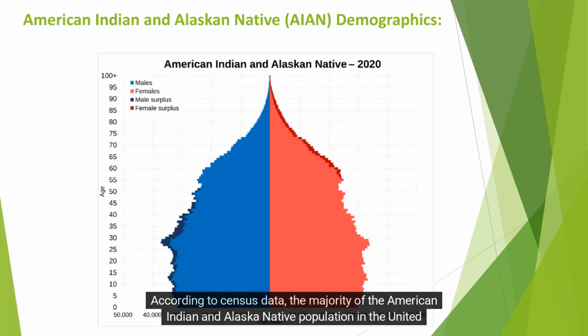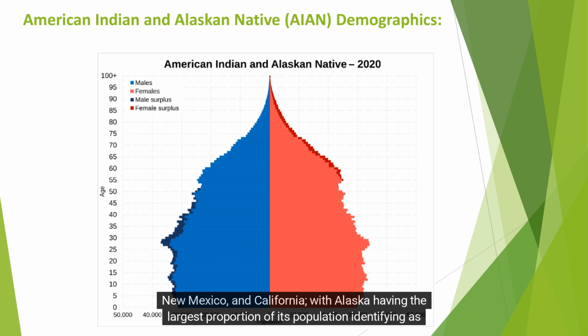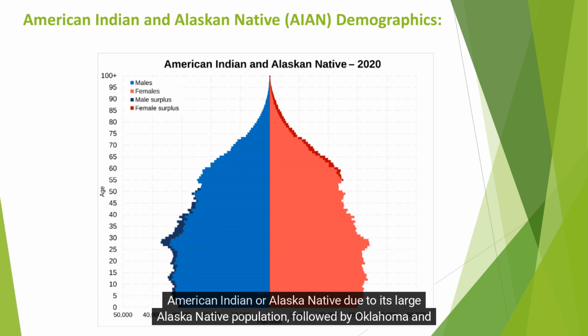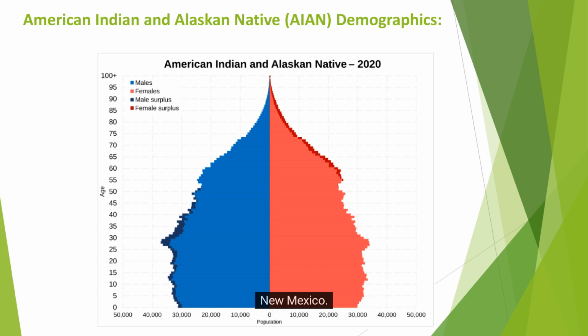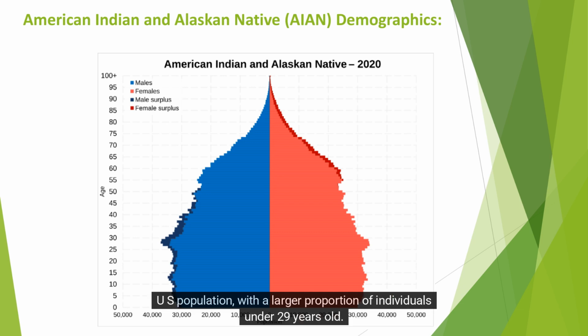According to census data, the majority of the American Indian and Alaska Native population in the United States resides in the western states, with the highest concentrations found in Alaska, Oklahoma, Arizona, New Mexico, and California, with Alaska having the largest proportion of its population identifying as American Indian or Alaska Native due to its large Alaska Native population, followed by Oklahoma and New Mexico. Population pyramids for this demographic group show a younger age distribution compared to the overall U.S. population, with a larger proportion of individuals under 29 years old.